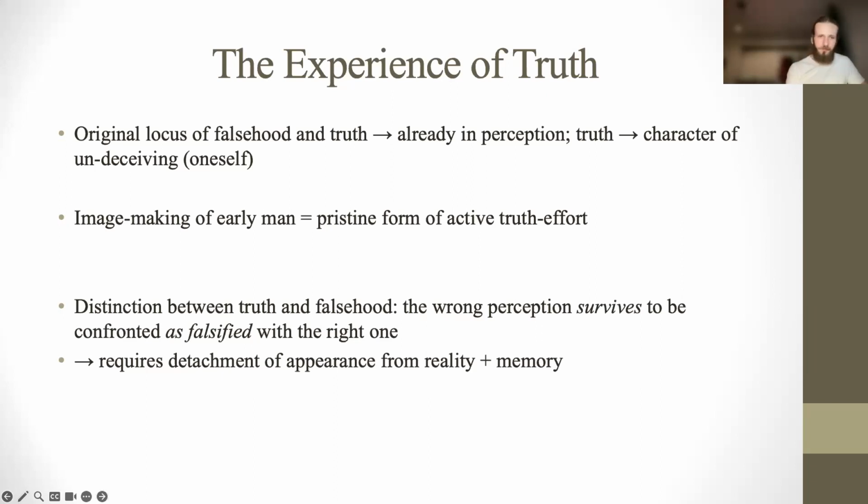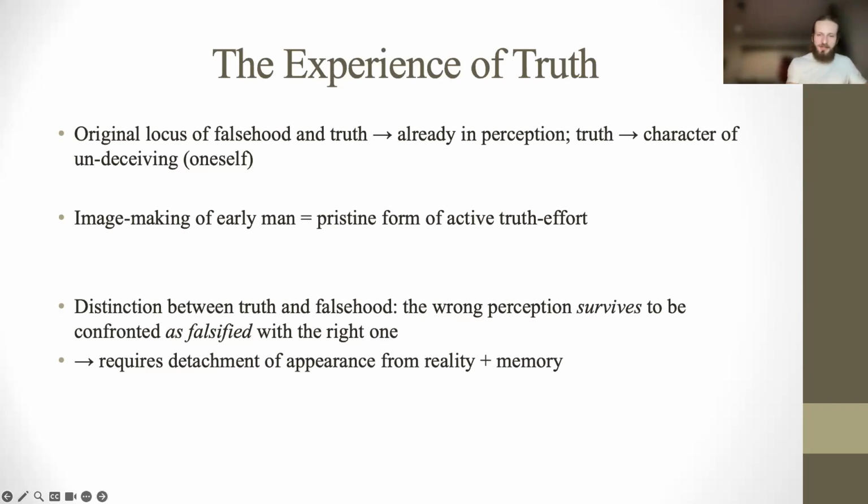So the original locus of falsehood, of truth, even though, of course, he highlights at the very beginning that image making has something to do with truth, because, as he puts it already in the essay itself, the adequatio imaginis ad rem, the adequation of the image to the thing, being the origin of truth, the image is a great example of the active effort to attain truth, but the seed of the experience of falsehood and truth is before that. It is in perception itself.